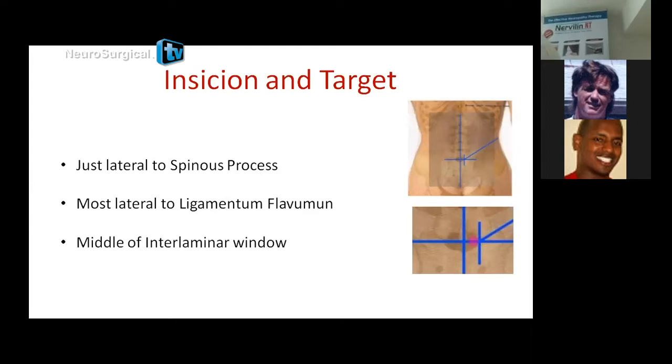Okay. Makes sense. The incision is just lateral, very close to the spinous process, and your target is here. This is really important, my friend. You have to enter the ligamentum flavum very near to the fascia, otherwise you will end up with neurological problems. 100%. So your target point is here, and you are going to make the ligamentum flavum incision here.